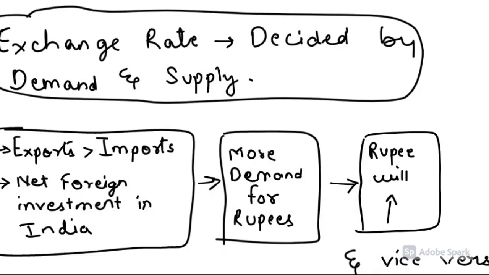Now, how is the exchange rate decided? Exchange rate again is decided by demand and supply, right? For example, if India's exports are more than imports, and we are also receiving net foreign investment in India, there will be more demand for rupee, and if there's more demand for rupee, rupee will increase in value, and similarly vice versa. So, for example, if your imports are more than exports, if there is currency going out of the country, then there will be more demand for dollars, and rupee will depreciate.